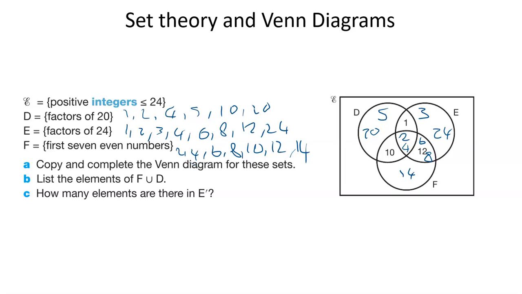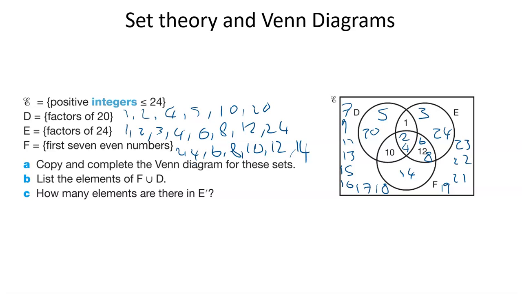Now we're not done yet because actually we still need to populate what goes around the outside, numbers that are not in D or E or F. And as we've only got numbers up to 24, we'll just go through them in order. We've got 1, we've got 2, 3, 4, 5, 6, we need 7, we've got 8, we need 9, we've got 10, we need 11, 12, 13, 14, 15, 16, 17, 18, 19, we've got 20, 21, 22, 23, and we've got 24.